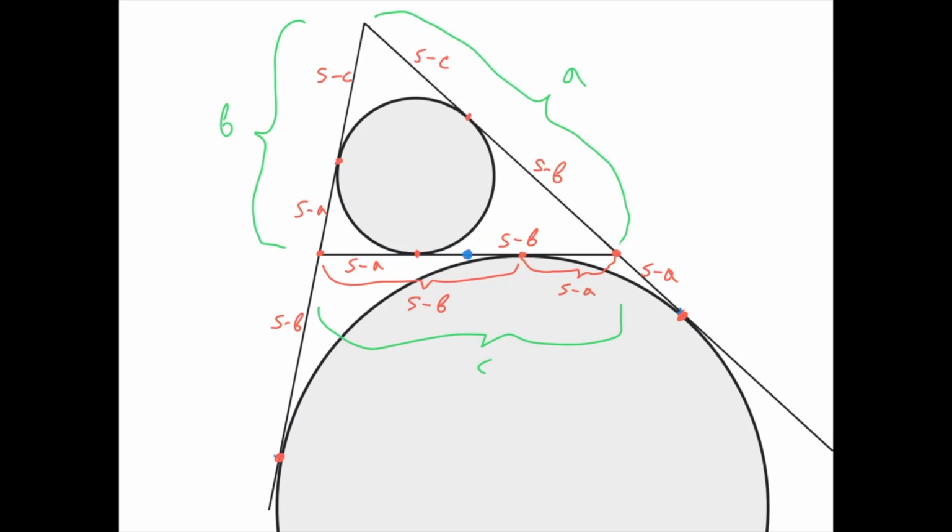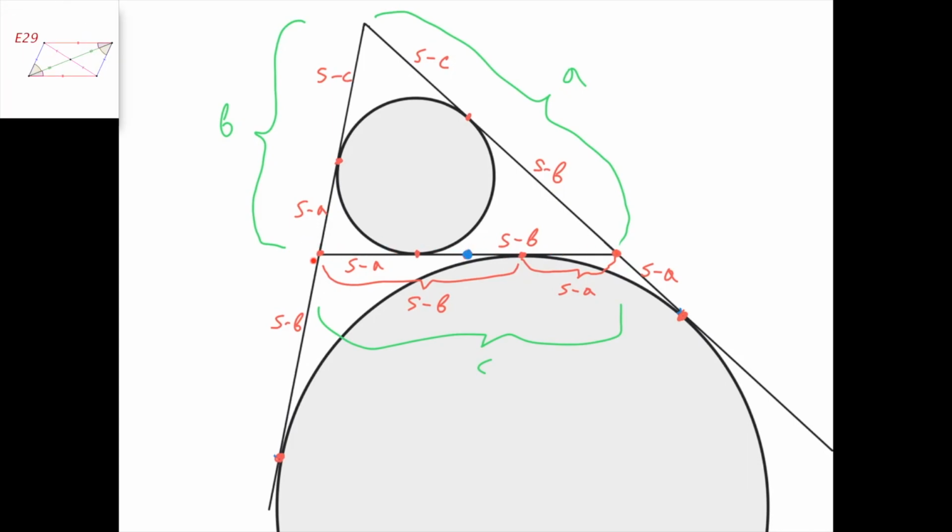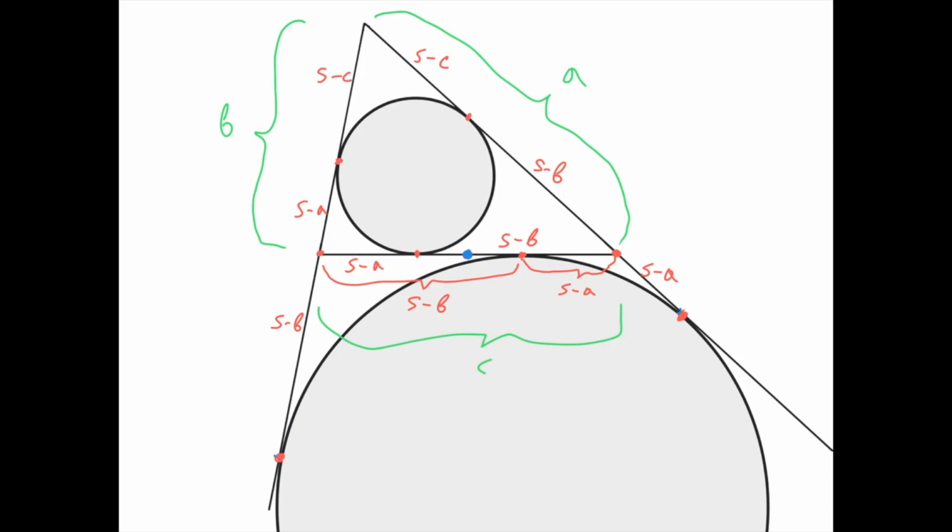In other words, if we take this blue point to be the midpoint of this side of the triangle, then this point and this point would of course be symmetric with respect to this point. And this point would also be symmetric with respect to this point, because this distance equals this distance. And since this equals this, and this equals this, then these two little segments would also be equal.